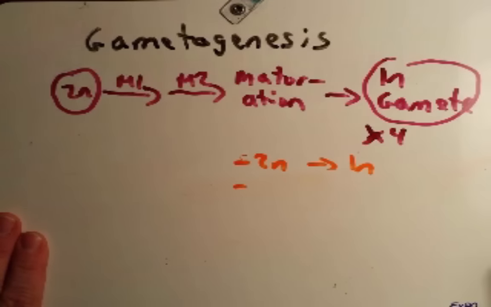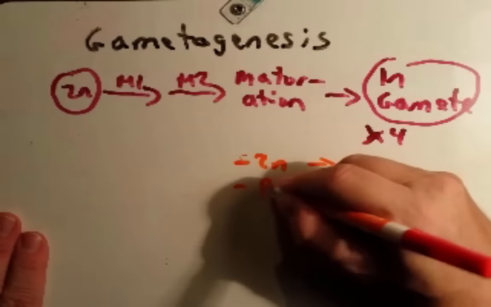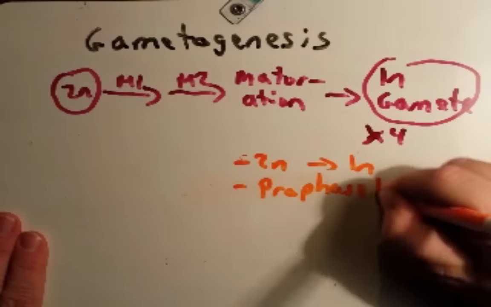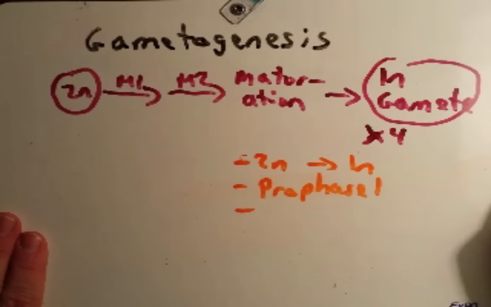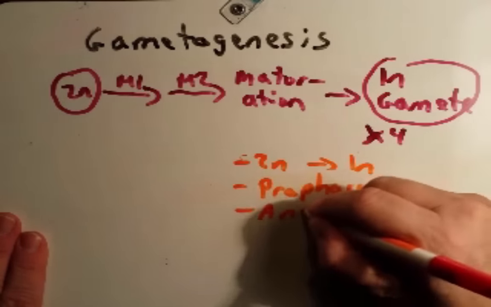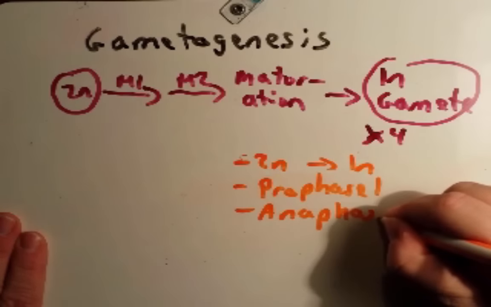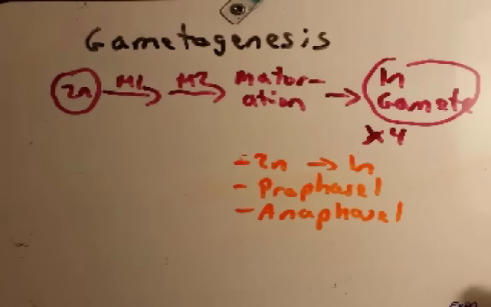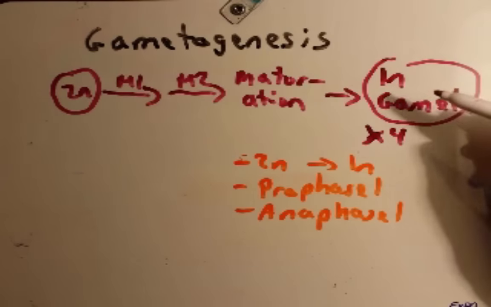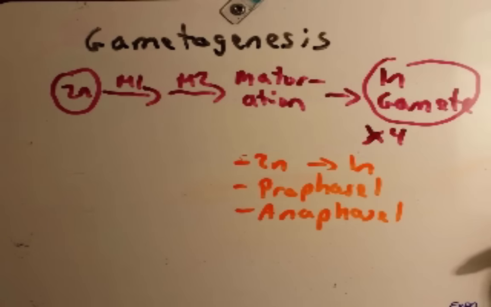The first area where we make this genetic diversity is prophase 1, due to crossing over. The second area is anaphase 1. Together, these two generate a great deal of diversity so that the number of possible gametes is somewhere around 8 million for humans. Over 8 million, well over 8 million.